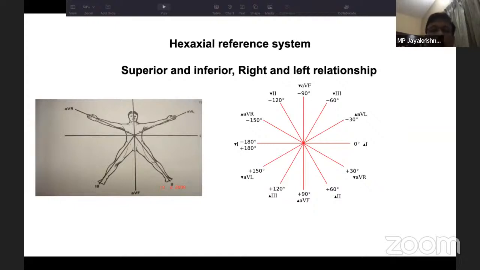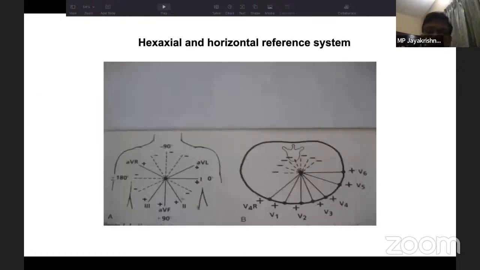And this actually tells you only the superior, inferior, and right left relationship, whereas the chest leads tell you the horizontal relationship, anteroposterior. As you can see here, if you look at the V2, it's actually exactly perpendicular to the V6 lead there. That will tell you whether the anterior forces or the posterior forces or lateral forces are more predominant.